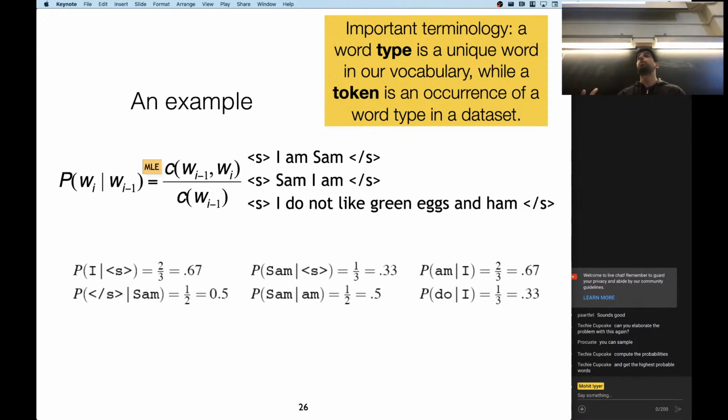So if I want to be more precise, I can say I had only 3 word types in these 2 sentences, but I had 2 occurrences of the tokens corresponding to these word types, I, am, and Sam. So a token is any occurrence of a word type in the text. A type refers to a unique word in the vocabulary. Is that clear? All right.